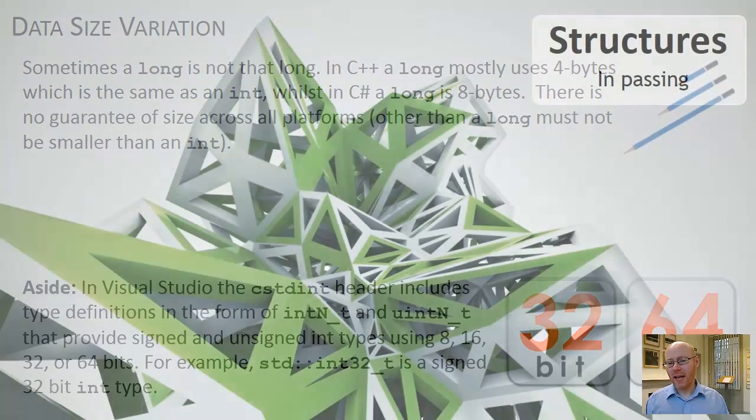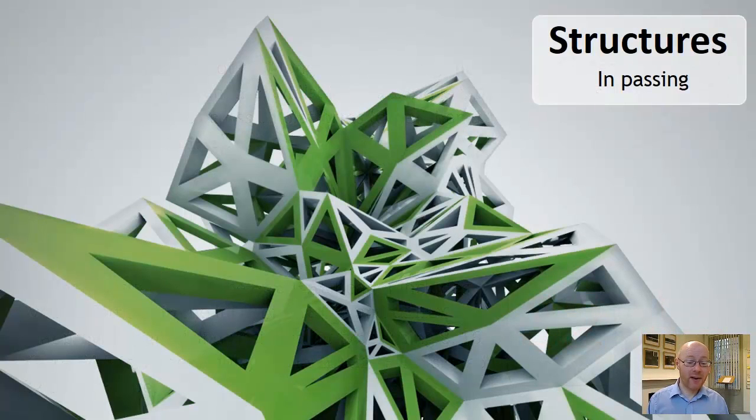I'm going to have a look at structures. It says in passing here, and it very much is in passing. When we look at classes, we'll come back to structures at that particular point. The reason for this is that in C++, with structures and classes, there's very, very little difference between the two.